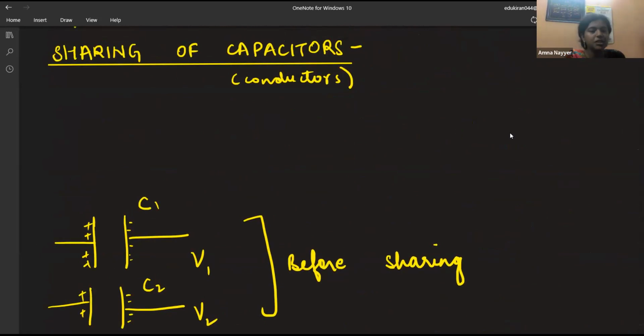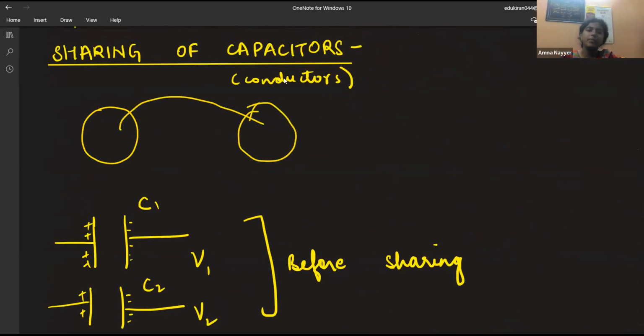Now what is meant by sharing of capacitors? Sharing of capacitors basically means, see, when you are having two conductors, let's say two capacitors, and you have connected both of them. So what happens? Charges flow through them. Let's say these are the two capacitors which you are having. One will be having a higher value of capacitance, another one a little lower value of capacitance. So charges flow from the higher one to the lower one till the time both have the same value of potential. See, right now, let us say they must be having different values of potential. This is having V1, this is having V2.